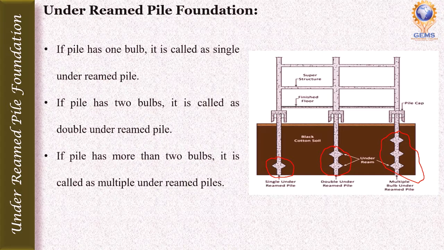So if the pile has one bulb, it is a single under reamed pile. Two bulbs, it is a double under reamed pile. More than two bulbs, it is a multiple under reamed pile.